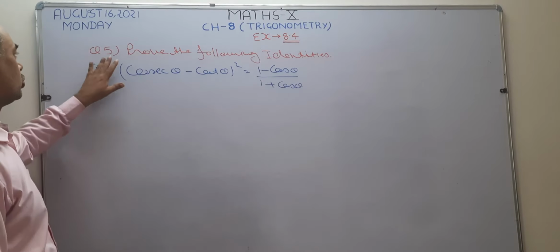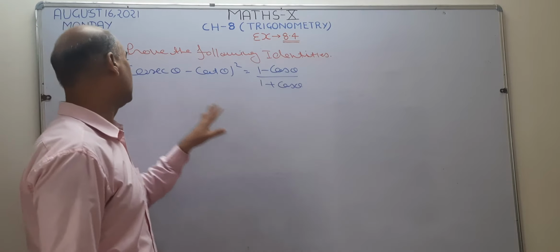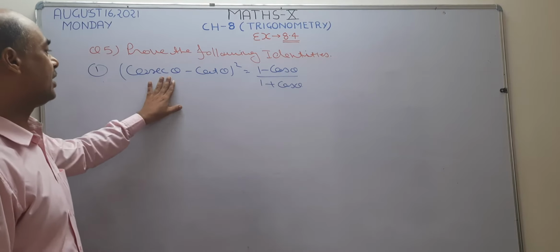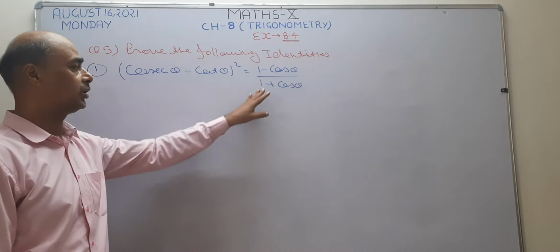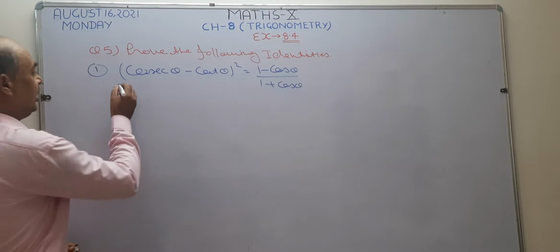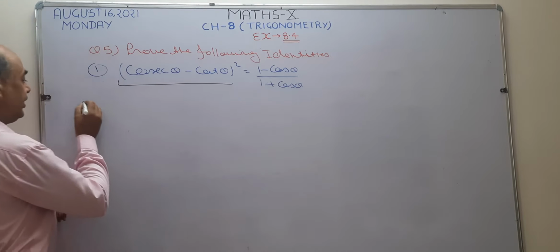Now we are going to solve question number 5. Prove the following identities. First part I am going to solve. (cosec theta minus cot theta) whole square equal to (1 minus cos theta) upon (1 plus cos theta). I want to solve its left hand side part. So I write here left hand side.